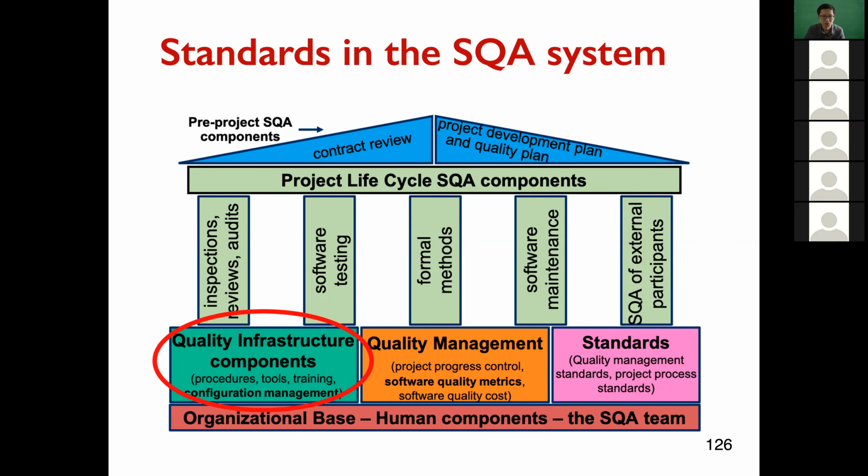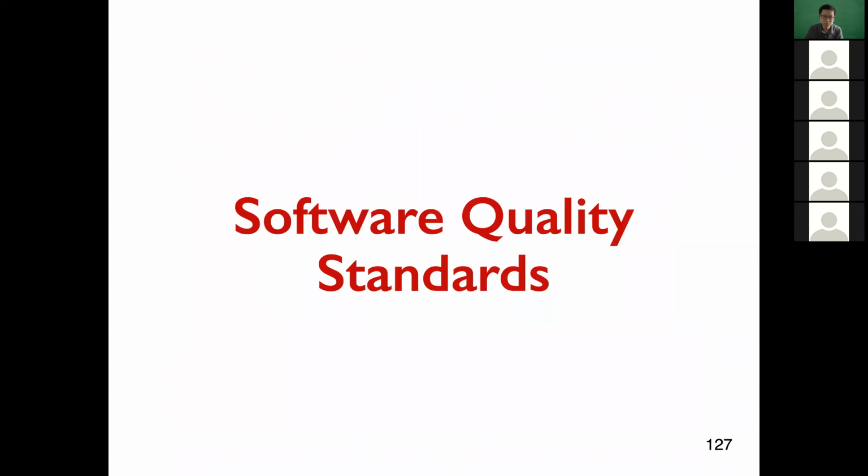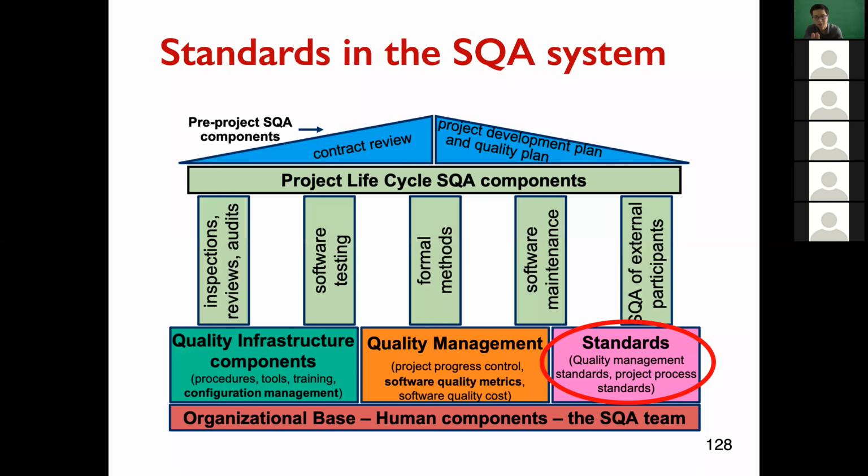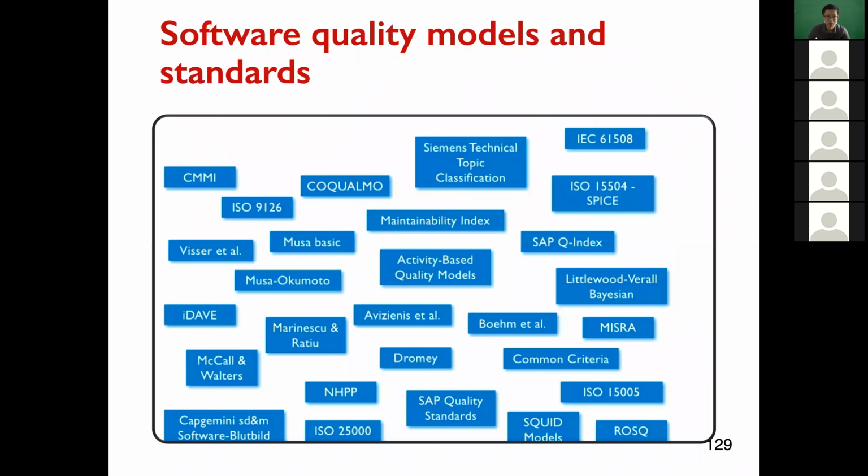So next we want to discuss software quality standards. This is the place of software quality standards in the software quality assurance system. Why do we need the standards? We need them to guide our software quality assurance activities, and sometimes we need to get certification for our software quality assurance, so that our customers can trust the software quality of our company.